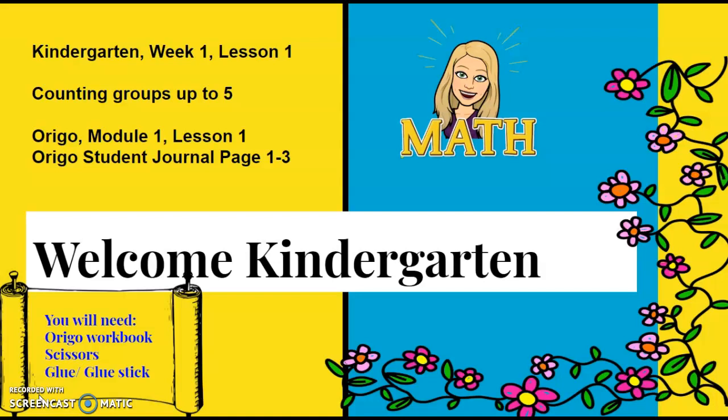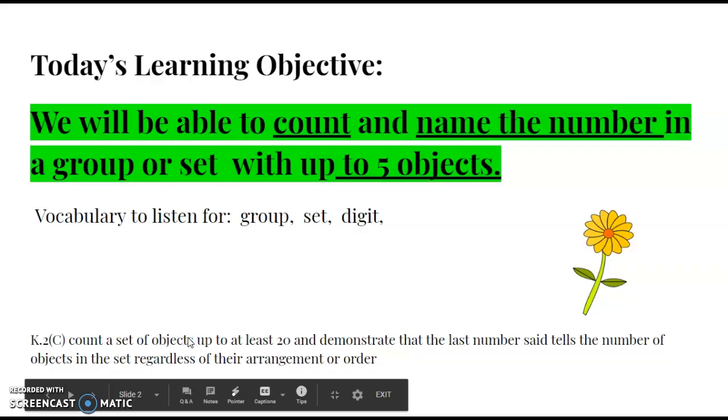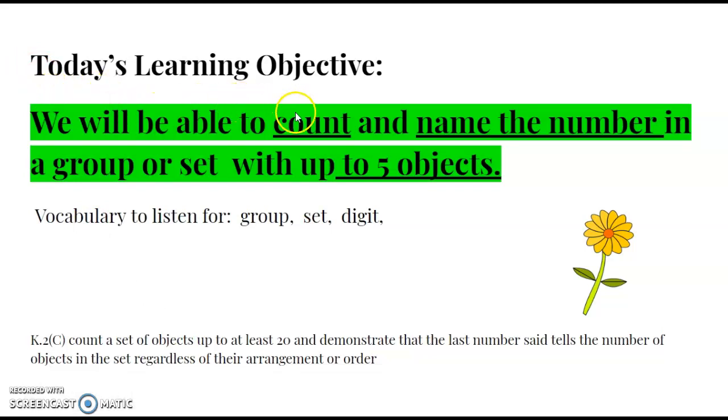Today, you're going to need your Orgo workbook, some scissors, and glue. Today's learning objective: we will be able to count and name the number in a group or a set with up to 5 objects. So today we're going to be counting a lot up to 5 objects. And I know you all did this in pre-K. I want you to listen to the vocabulary words right here. These are the vocabulary words: group, set, and digit.